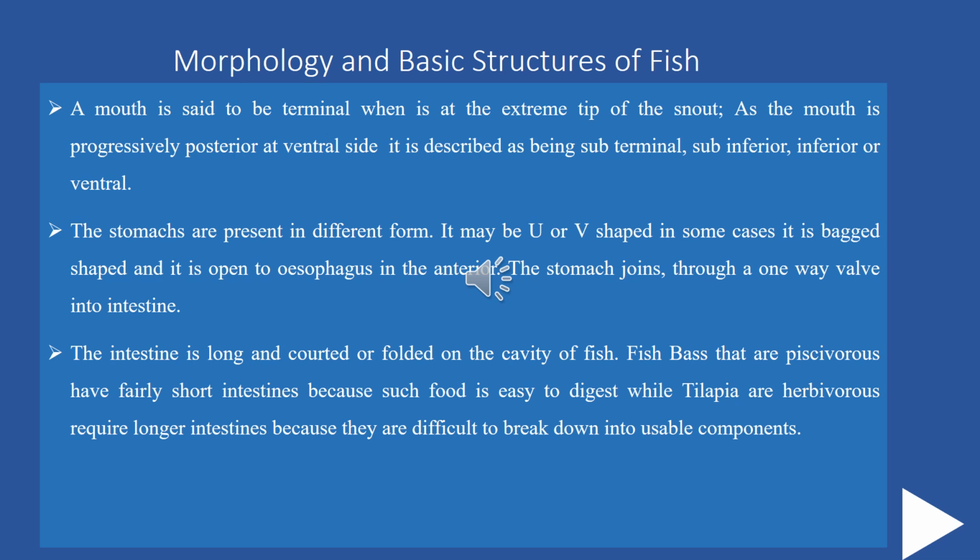The stomachs are present in different forms depending on the type of feed the stomach contains. It may be U or V shape, or even a bag shape. In some cases, it is bag shape and it is open to esophagus in the anterior. The stomach in turn joins through a one-way valve, that is pylorus, into intestine with its pyloric caeca.